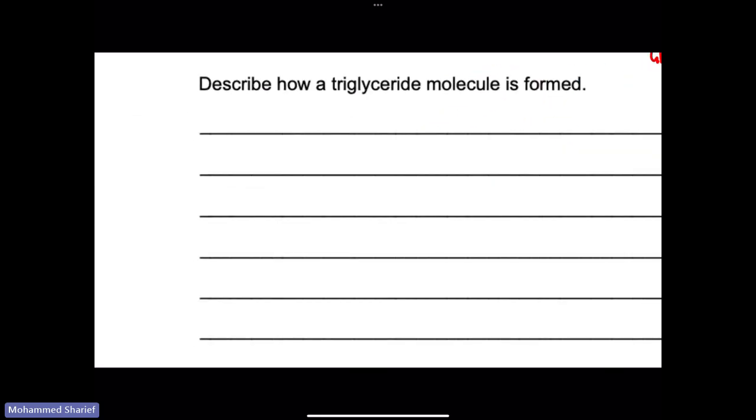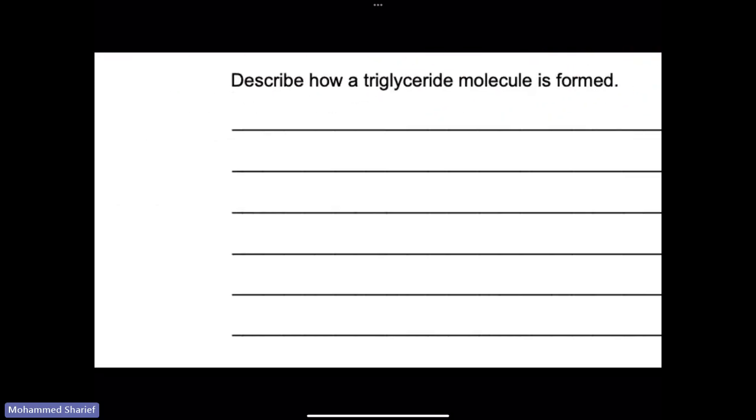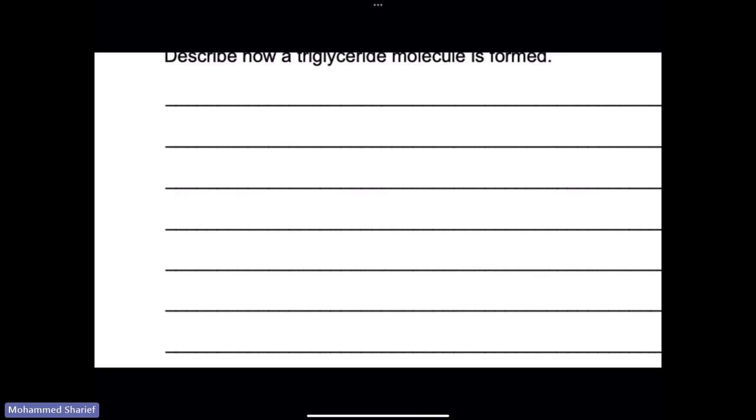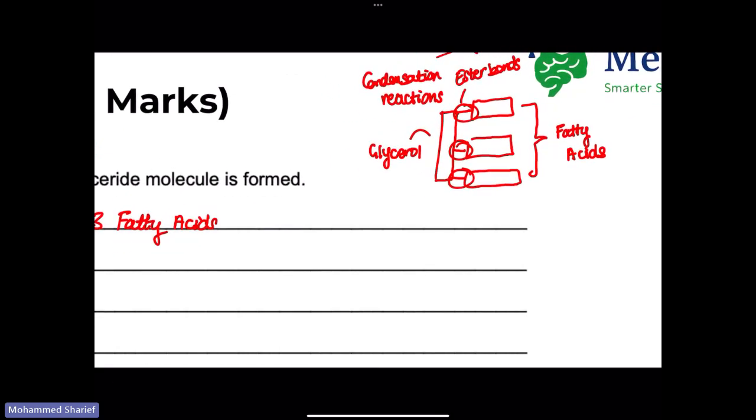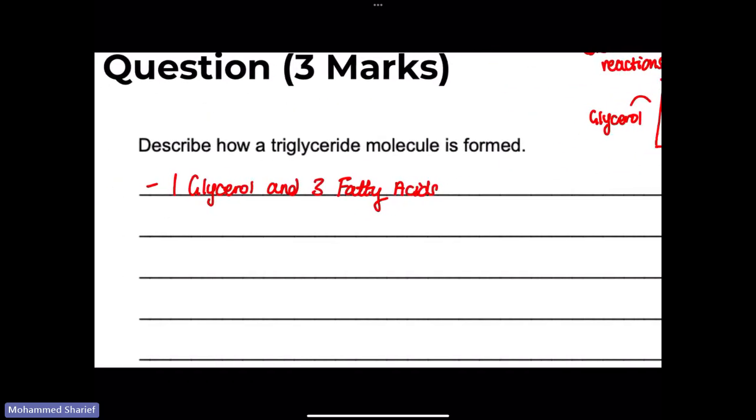How is the triglyceride molecule formed? Well, let's start off with the structure. First of all, you have one glycerol and three fatty acids. Always state the number. These questions are simple, easy recall questions, so you don't want to miss out easy marks. No matter how strict the mark scheme might be, you don't want to miss out silly marks. One glycerol and three fatty acids.